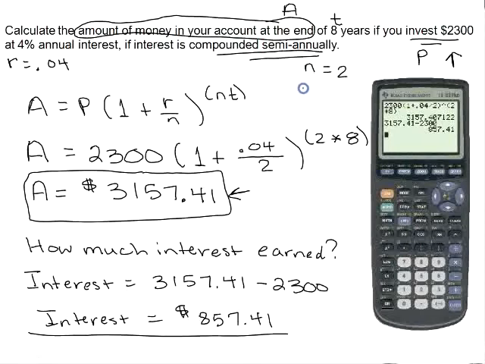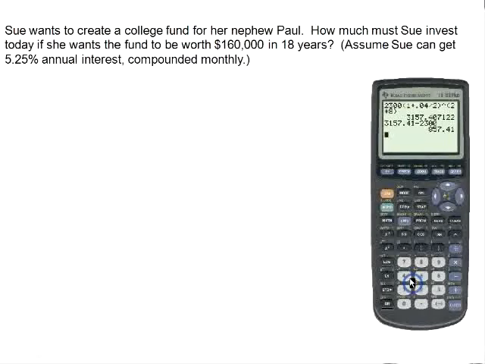In this particular example, we knew the investment, the principal, and we wanted to find the future value or the amount at the end of the investment. Our next example turns the question around. Sue wants to create a college fund for her nephew, Paul. How much must Sue invest today if she wants the fund to be worth $160,000 in 18 years? Assume Sue can get 5.25% annual interest compounded monthly.